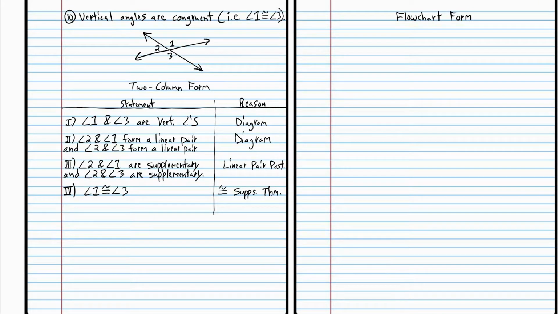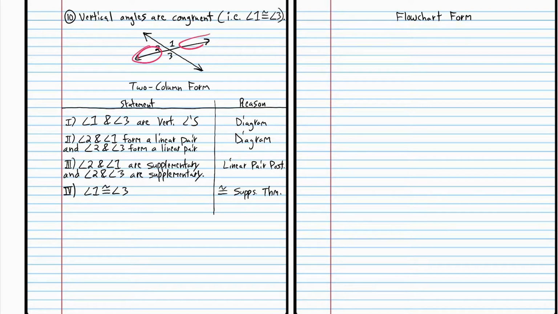You're going to prove the vertical angles theorem, the idea that vertical angles are congruent. So you want to prove that this angle and this angle are congruent. They're vertical angles. Remember, they're also called opposite angles. And we have the two-column proof here. We start off with the basic information that angle 1 and angle 3 are vertical angles. We can see that in the diagram. And angle 2 and angle 1 form a linear pair. Now we talked about that in the previous proof.